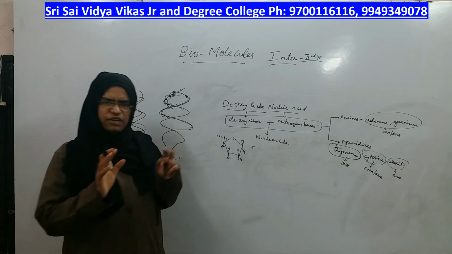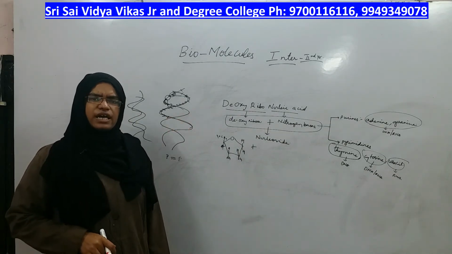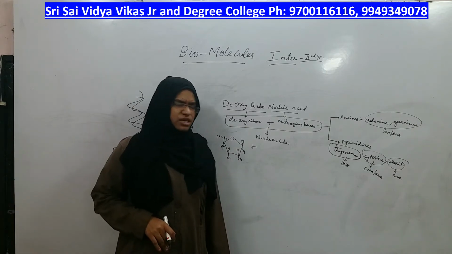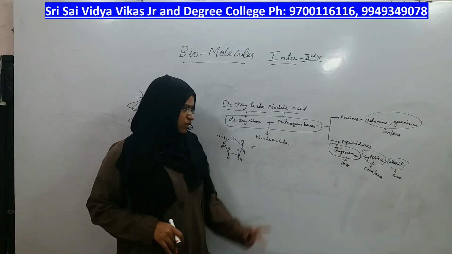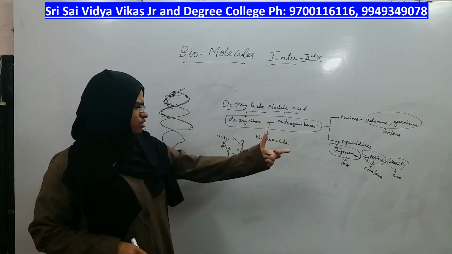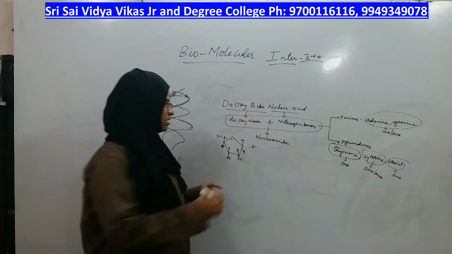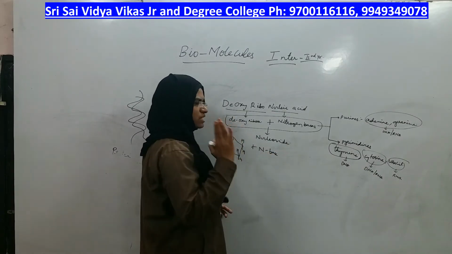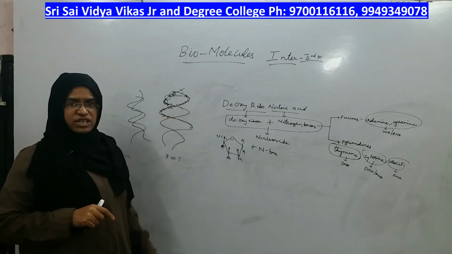So in total we have two purines, which are adenine and guanine, and in total we have three pyrimidines, which are thymine, cytosine and uracil. That is nothing but nitrogen bases. What is deoxyribose? We have seen. So deoxyribose plus nitrogen base is called what? Nucleoside.